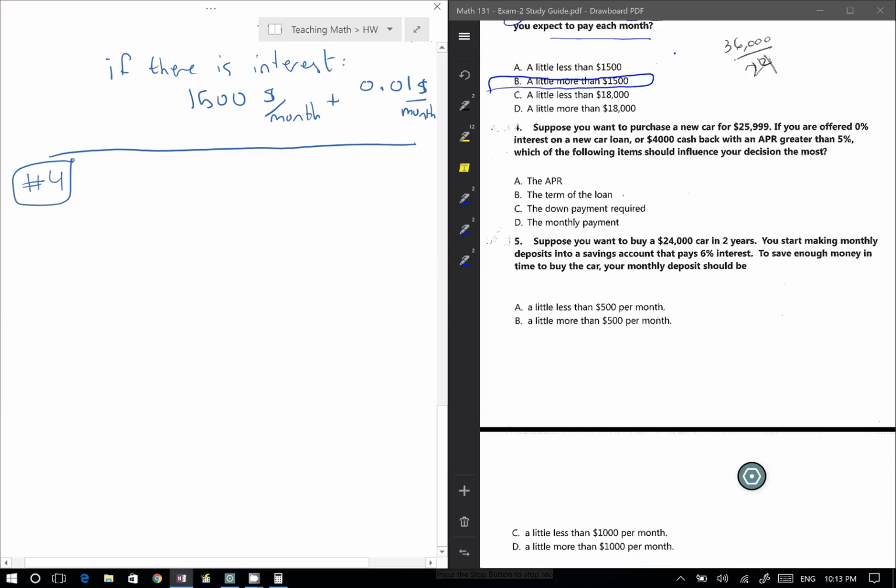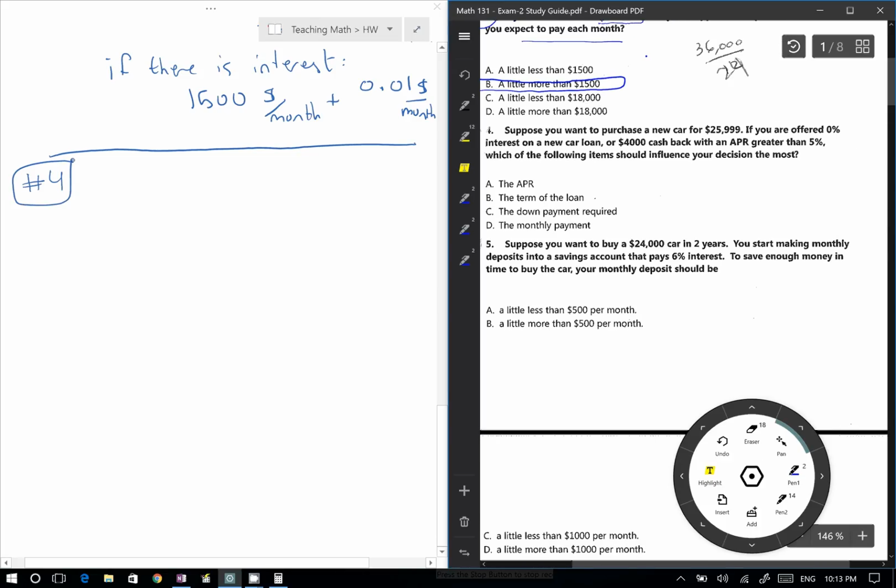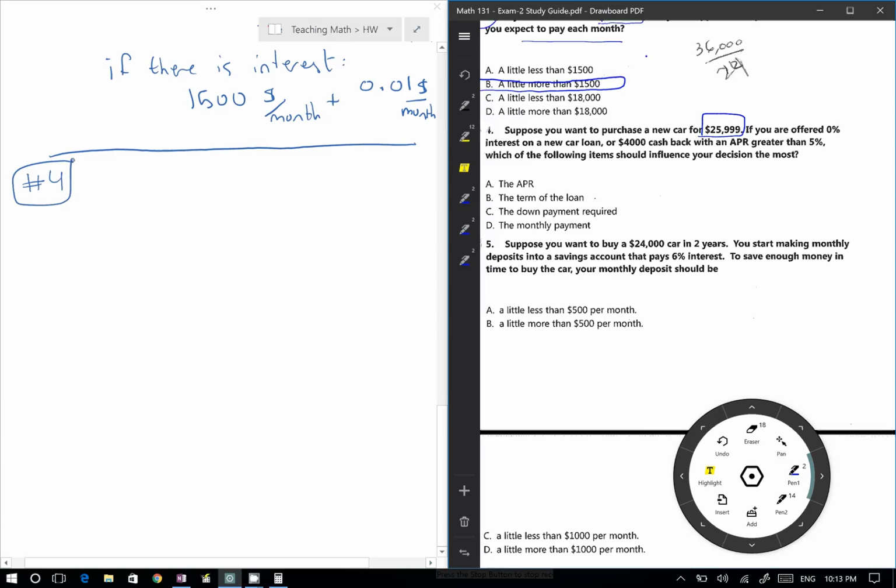So suppose you want to purchase a new car for $25,999. So let's say for simplicity it's 26,000.